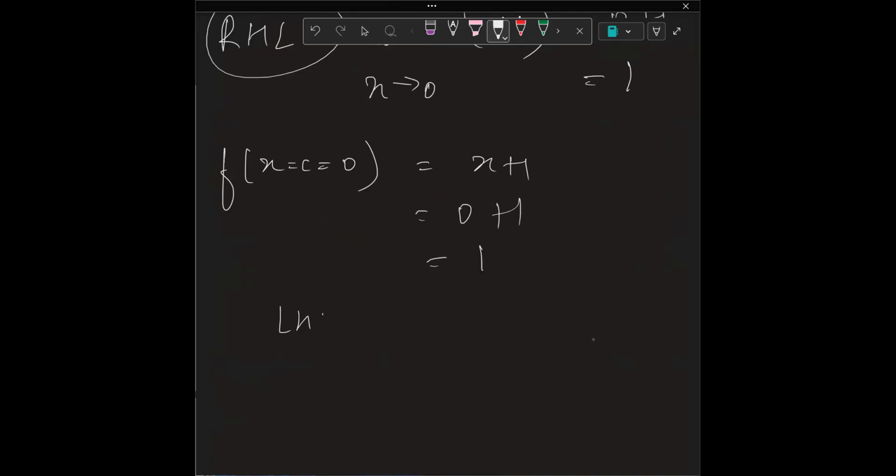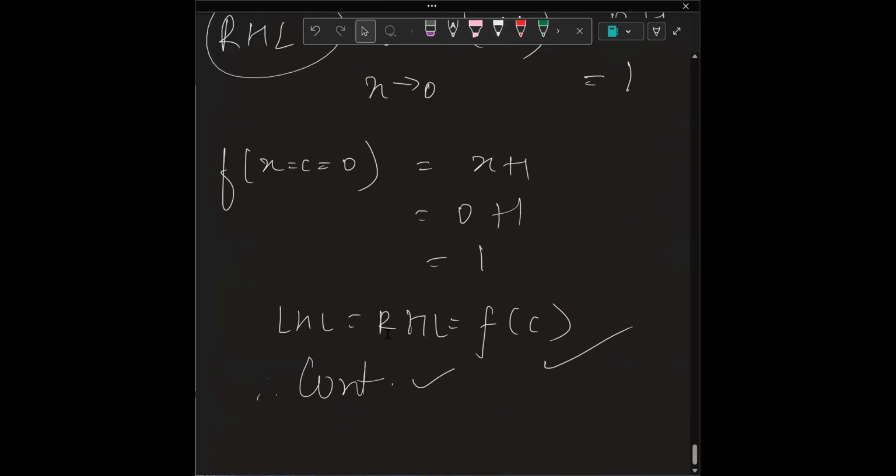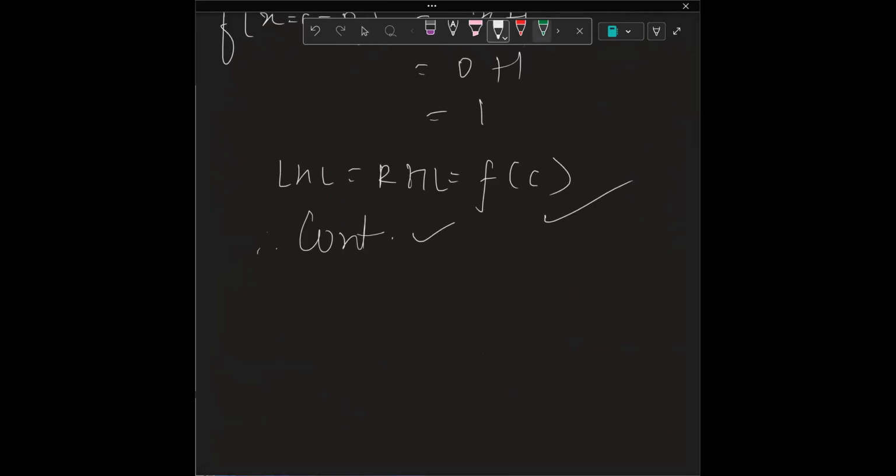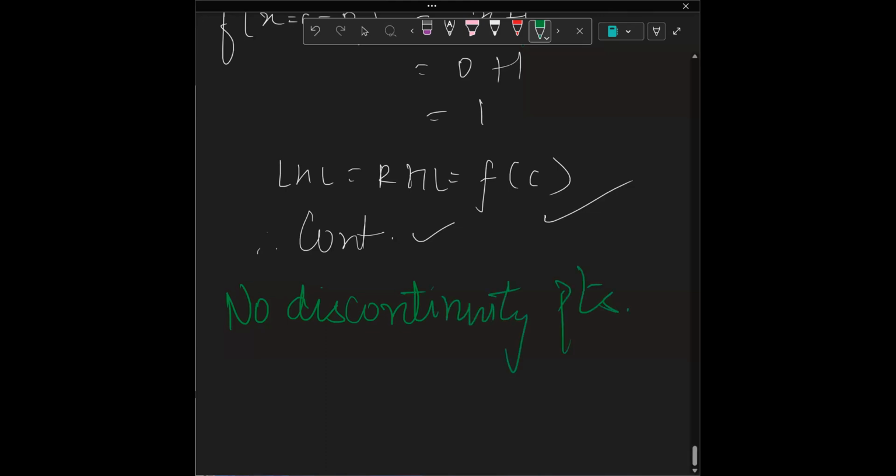So now you will see that LHL is equal to RHL, and RHL is equal to the function value at that particular c. So this condition is satisfied. So you will say this is continuous, okay? And if this is continuous, then definitely you do not have any point of discontinuity. No discontinuity points. Okay? Is it clear? Yes, sir.